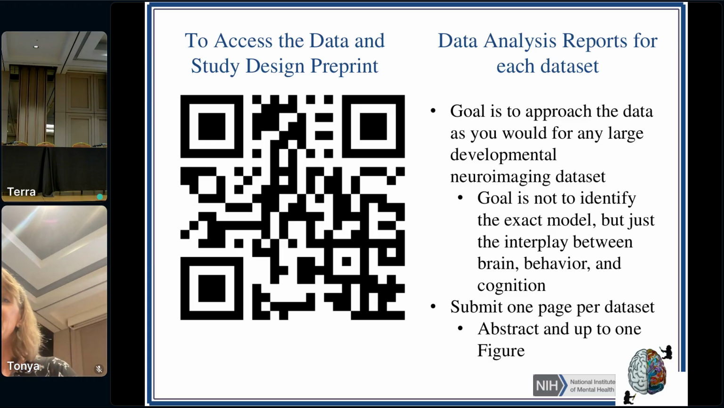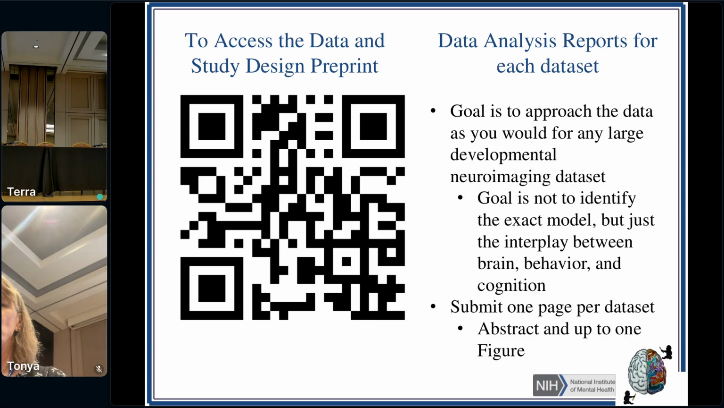Okay, here's how to access the data and study preprints. One of the other things that I think is important to say is to approach the data as you would any large developmental neuroimaging data set, and not try to figure out what model each of the groups embedded in their data, trying to predict their model.